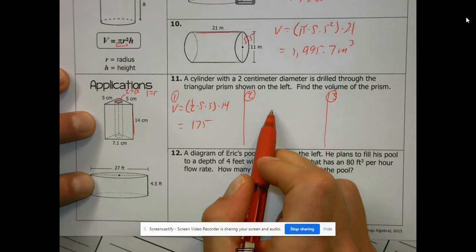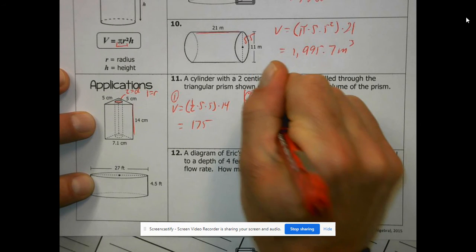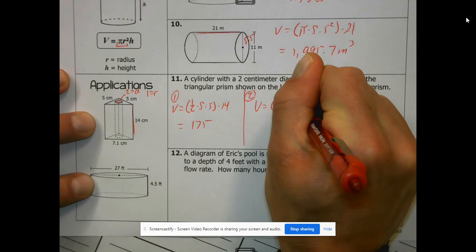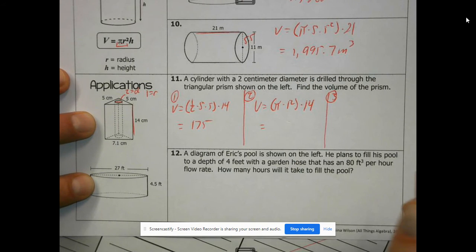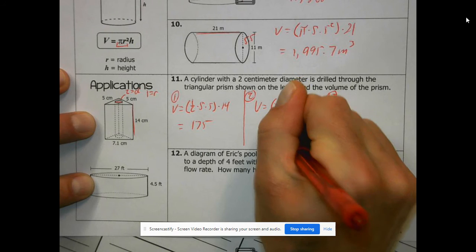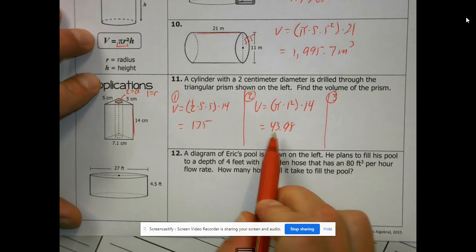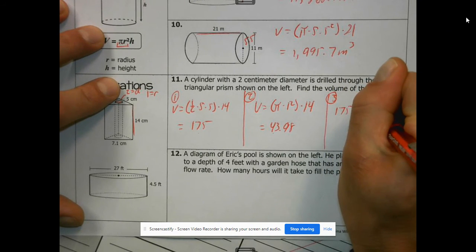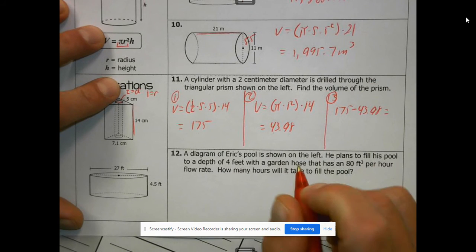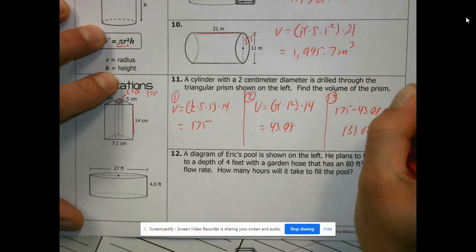Step 2, find area of cylinder. The diameter of the cylinder was 2, the radius is 1. So area base, pi, times radius squared, times once again how tall it is, which is 14. Type that in as 43.98. And last step, guys, just subtract the triangular prism minus the cylinder. 175 minus 43.98 comes out to be 131.02 cubic centimeters.